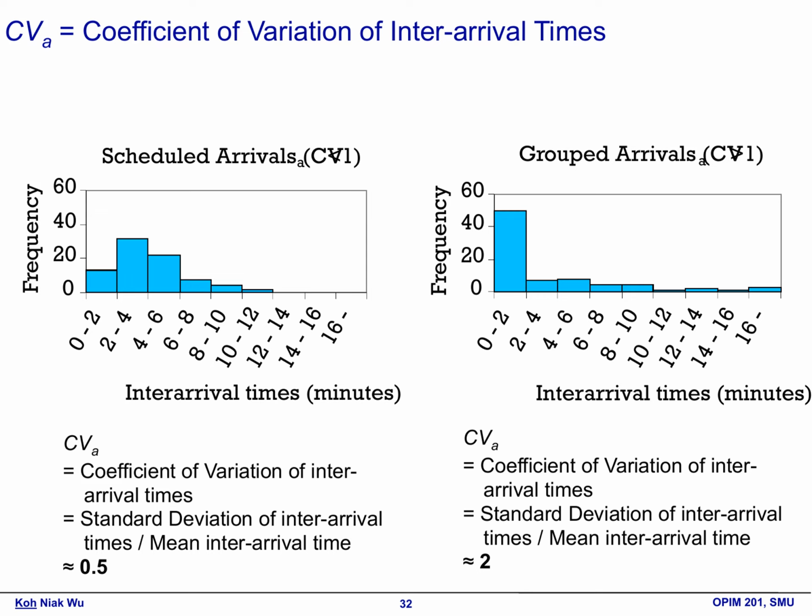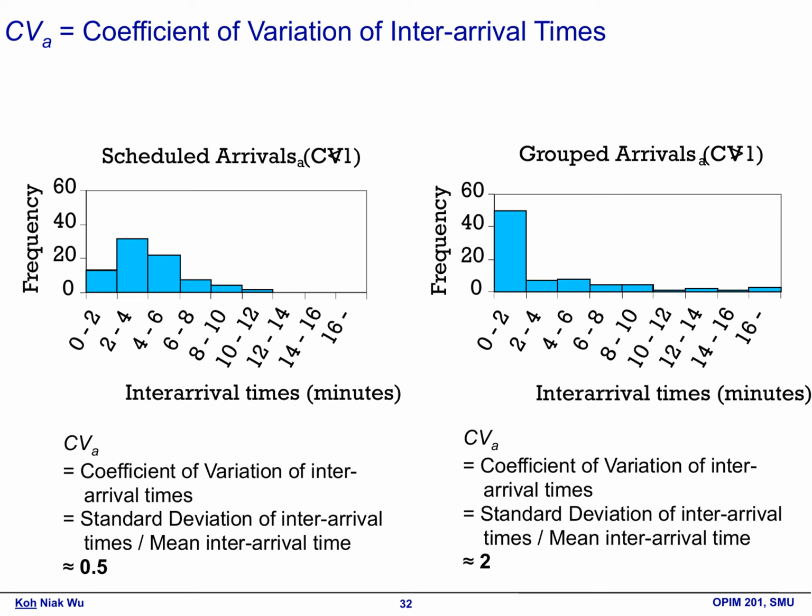On the left side of the slide, we see scheduled arrivals represented with a histogram. The x-axis shows inter-arrival times in minutes, while the y-axis indicates frequency. Here, the inter-arrival times range from 0 to about 16 minutes. Most of the arrivals cluster at shorter time intervals. This suggests that the arrivals are fairly consistent and predictable.